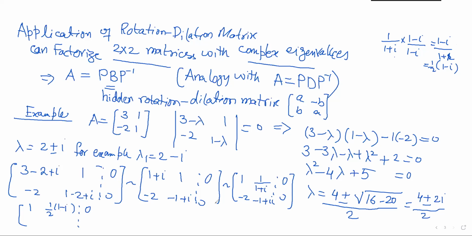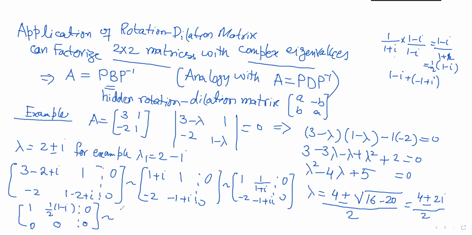So what I do now is multiply this first row by 2 and then add it to the second row, so that will make it 0. Multiplying by 2, it will be 1 minus I, and then plus minus 1 plus I. So 1 cancels with 1, I cancels with I, so it will be 0. Yeah, so this is correct.